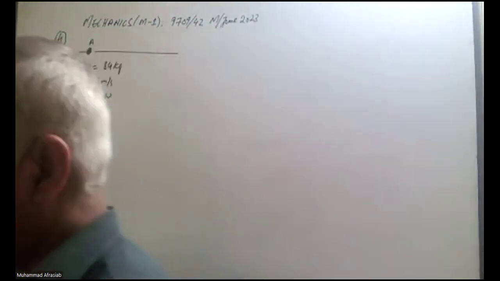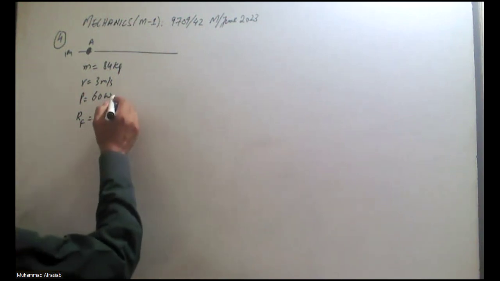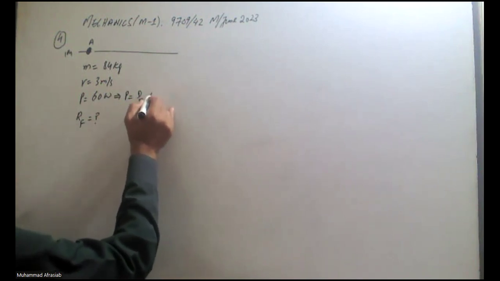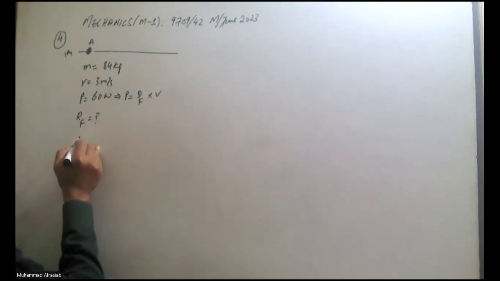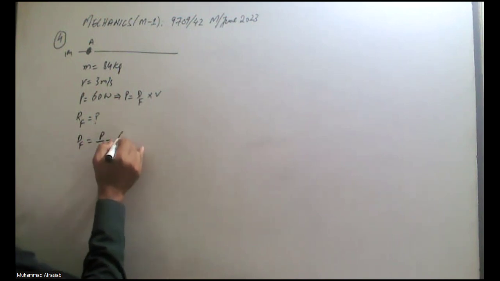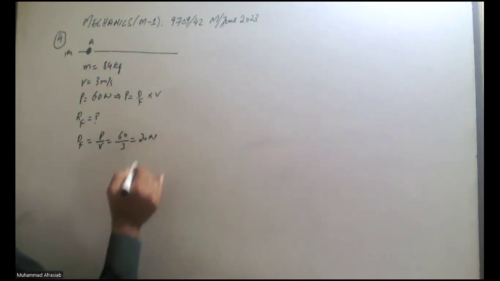Since the mass of that particle is 84 kg and that is a straight horizontal road, and they have given the velocity at a constant equal to 3 meters per second with a power 60 watts, we know that the power is basically equal to driving force into velocity. So from this, the driving force will be equal to power over velocity. Power is 60, velocity is 3, so that is 20 Newton.